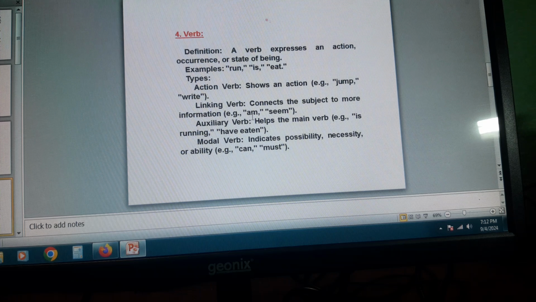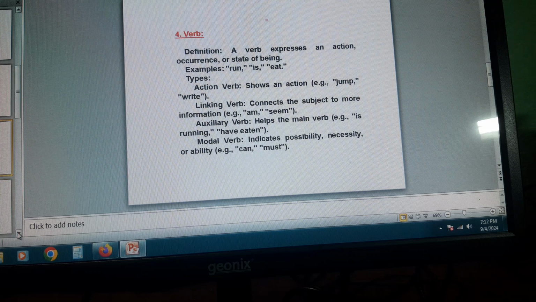For example, am, seem. Auxiliary verb helps the main verb, for example, is running, have eaten. Modal verb indicates possibility, necessity, or ability: can, must.